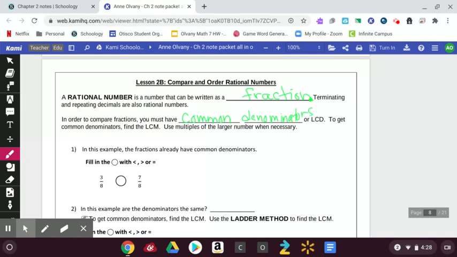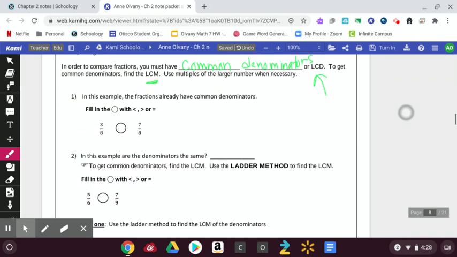So in order to compare fractions, you must have common denominators, or an LCD, a least common denominator, also known as an LCM, least common multiple. But specifically, when we're talking about a denominator, we can name that. So we're going to use the LCM to get the common denominator, and then we can compare them.